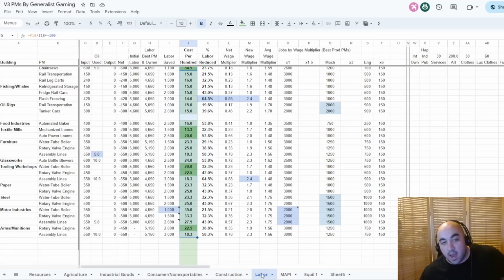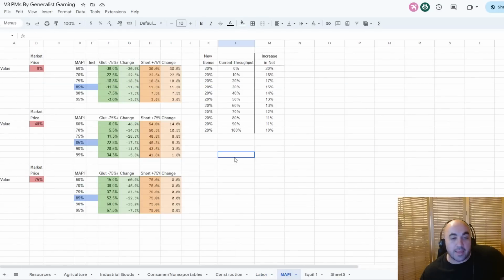If you take a look at some of the MAPI things, and what the MAPI should be, and also what the market price might be, we might have an iron price that's plus 40%, in which case having a shortage of that is actually going to produce less of a negative effect for us.